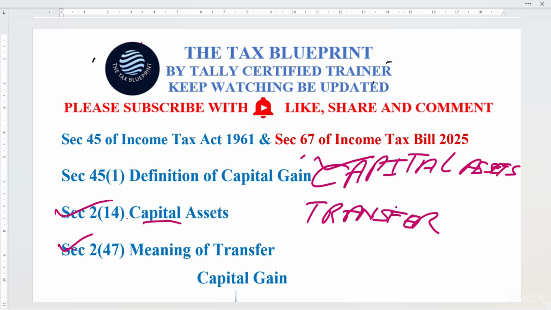It is concluded that if any of the capital assets described in section 2 clause 14 gets transferred, within the meaning of transfer as per section 2 clause 47, in any previous year, it shall be taxed under the head capital gain. यानी कि अगर कोई भी कैपिटल एसेट ट्रांसफर होती है किसी फाइनेंशियल ईयर में, तो वो उसके फाइनेंशियल ईयर के अंदर कैपिटल गेन में टैक्स्ड होगी.